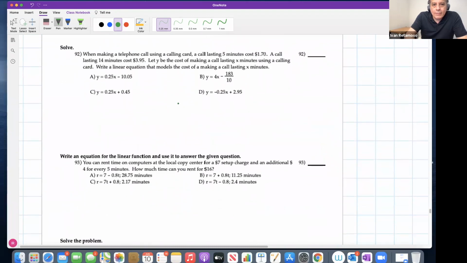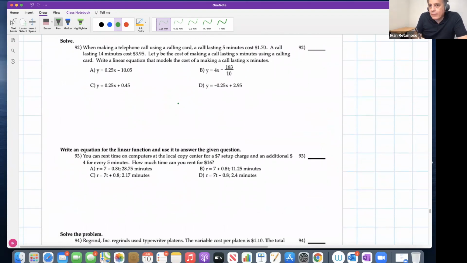We're making a telephone call using, let's do this for the sake of variety, it says we're making a telephone call using a calling card. A call lasting 5 minutes costs $1.70. A call lasting 14 minutes costs $3.95. Let Y be the cost of making a call lasting X minutes using a calling card. Write a linear equation that models the cost of making a call lasting X minutes.